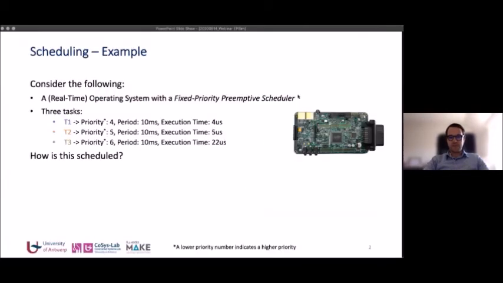Let me start with a small example, a scheduling example. Consider that you have an embedded platform shown here on the right, and that the embedded platform runs a real-time operating system with a fixed priority preemptive scheduler, and 3 tasks need to be scheduled. The first task has a priority of 4, a period of 10 milliseconds, and execution time of 4 microseconds. The second task has a priority of 5, same period, and execution time of 5 microseconds. And the third task has a priority of 6, same period again of 10 milliseconds, and execution time of 22 microseconds. My question is, how is it scheduled?